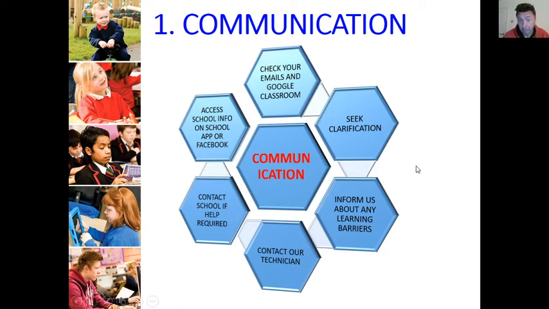Seek clarification if there's a need for it. Inform us about any learning barriers, because if there's an illness at home, if there's a broken laptop, we don't know that, please let us know, and we'll be able to maybe do something with that broken laptop. We contact our technician if there's a need for that. Contact school if help is required, and make sure access school information via our school app. That's the Sims Parents app and Facebook. It's so important to keep in touch, both as a parent and a pupil as well.